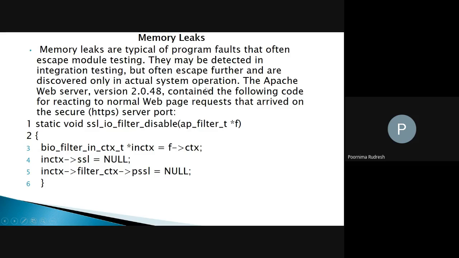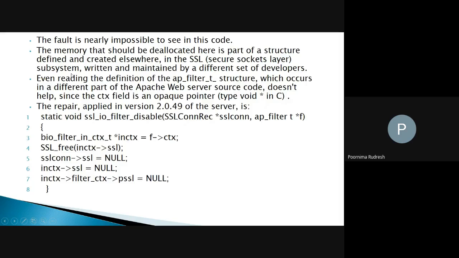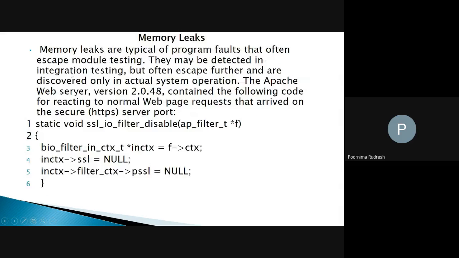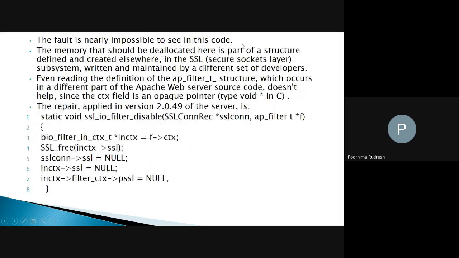One example here is given from web page reports that arrived on the secure server port. When we are using pointers and memory operations, the problem arises. If you consider this code, the fault is nearly impossible to see. Just by seeing the code, you cannot identify where the fault occurs. The memory that should be deallocated here is part of a structure defined and created elsewhere in the secure socket layer subsystem, which is written and maintained by a different set of developers.